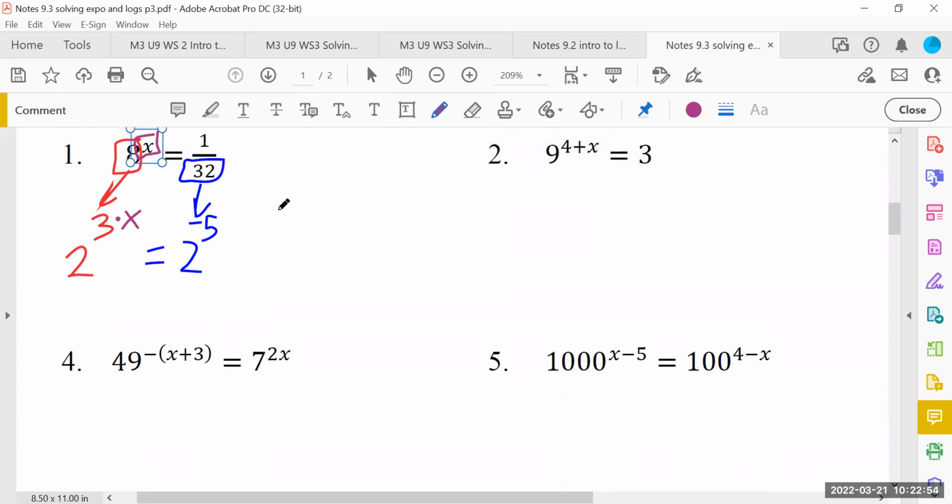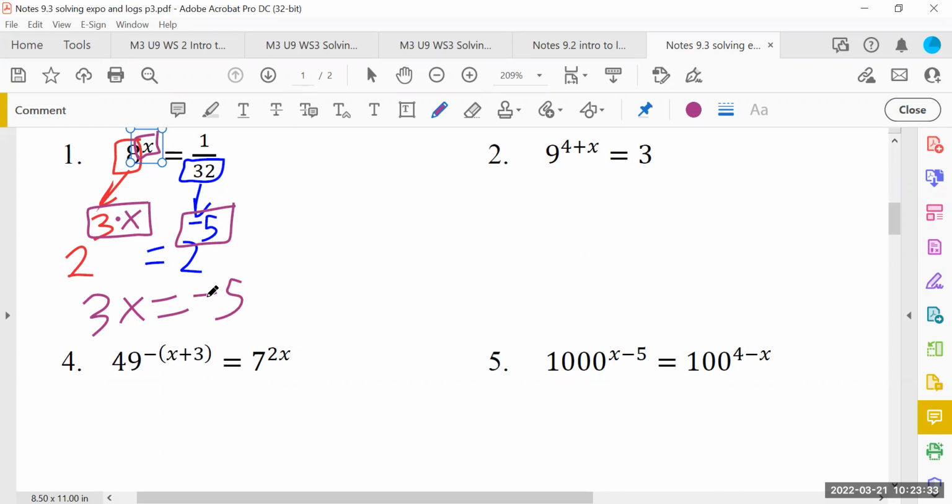So now I have an equation where there's a base on both sides that matches. They're both 2 to a power. Every single thing we're doing today requires us to be able to rewrite it like that. At the end of the unit, I will teach you how to solve these where the bases don't match, okay? If it's 2 to a power equals 3 to a power, I will show you how to do that. We're not doing that today. So here, 2 to the 3x equals 2 to the negative 5th. This would then be a new equation, 3 times x equals negative 5.